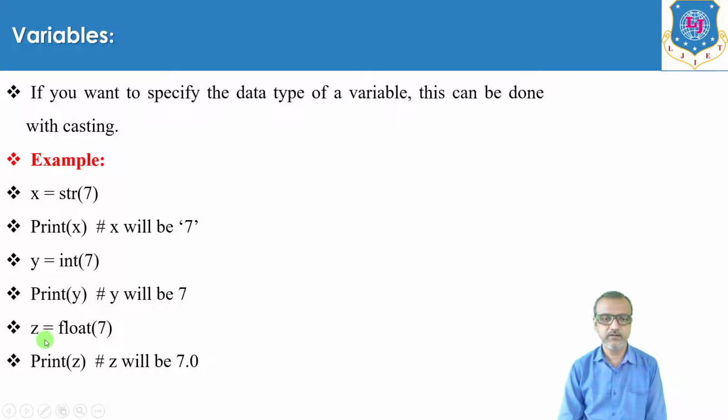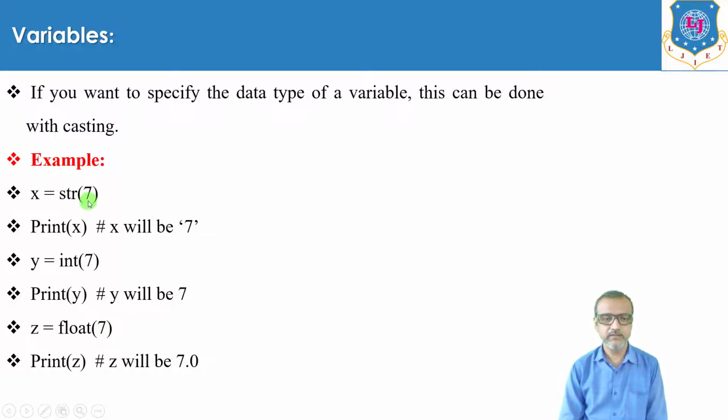If I just write z equals float of 7, this int value will be converted into a float value. And if I write print of z, what will be the output of this print statement? z will be 7.0, because here we are converting the int value to a float value.